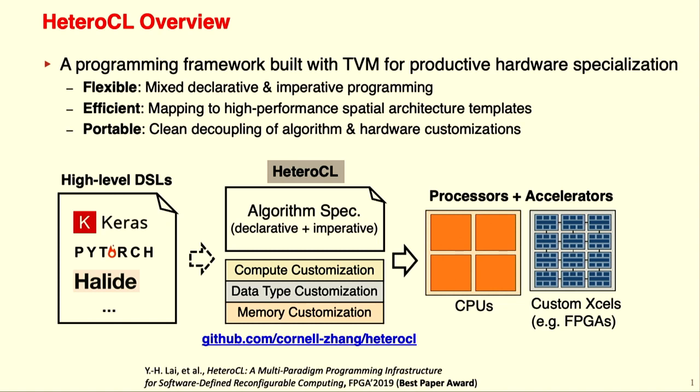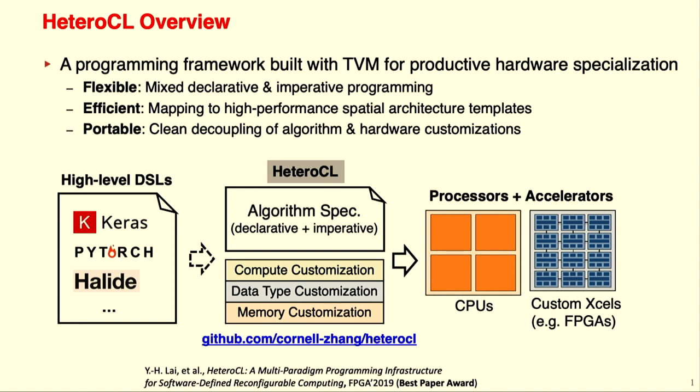We want to be flexible. We wanted to support both declarative and imperative programming. And we also want to generate really high-performance code, high-performance accelerators. I'm going to talk about how we map to some efficient spatial architectures. And also, like TVM, we want it to be portable. So we want to decouple the algorithm specification from the important hardware customizations.